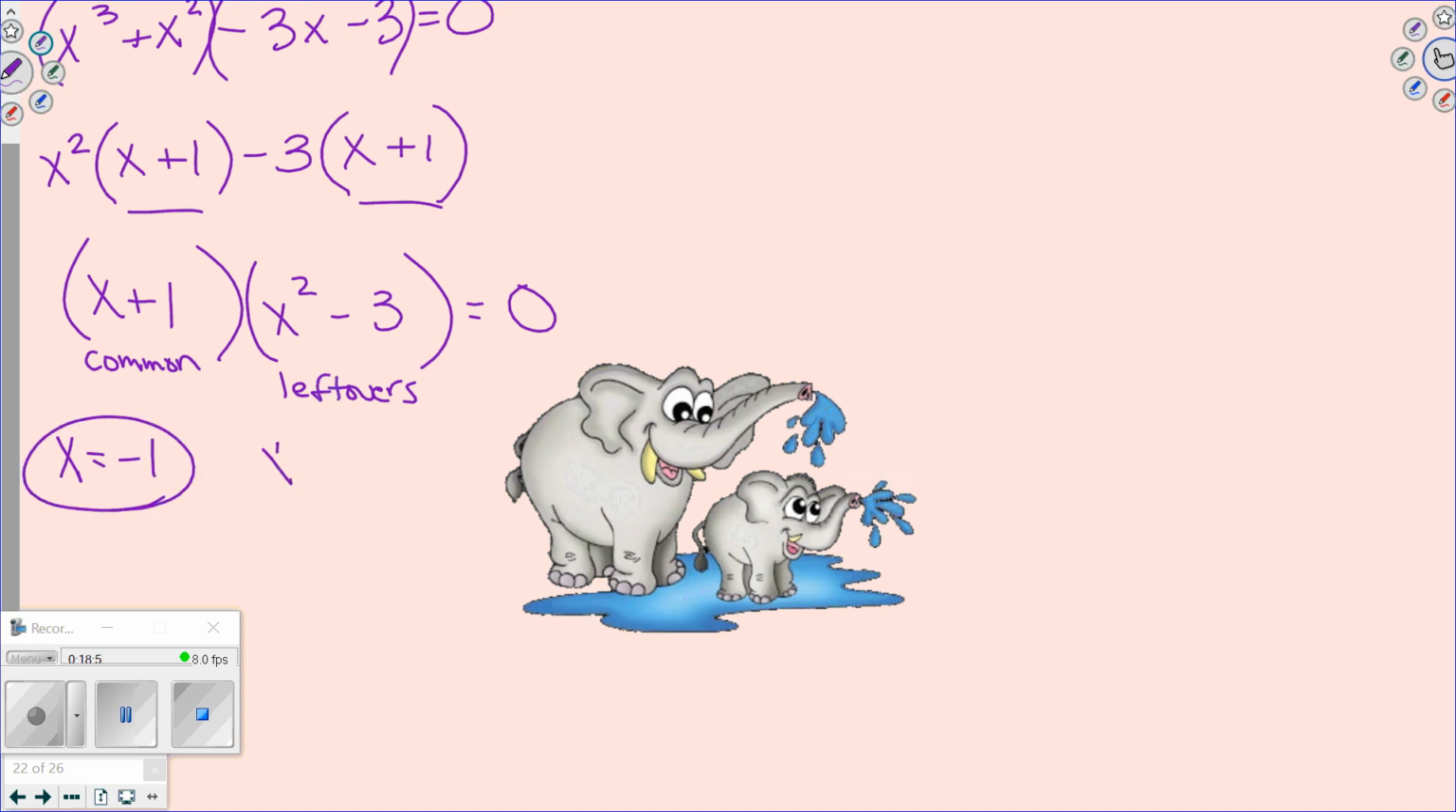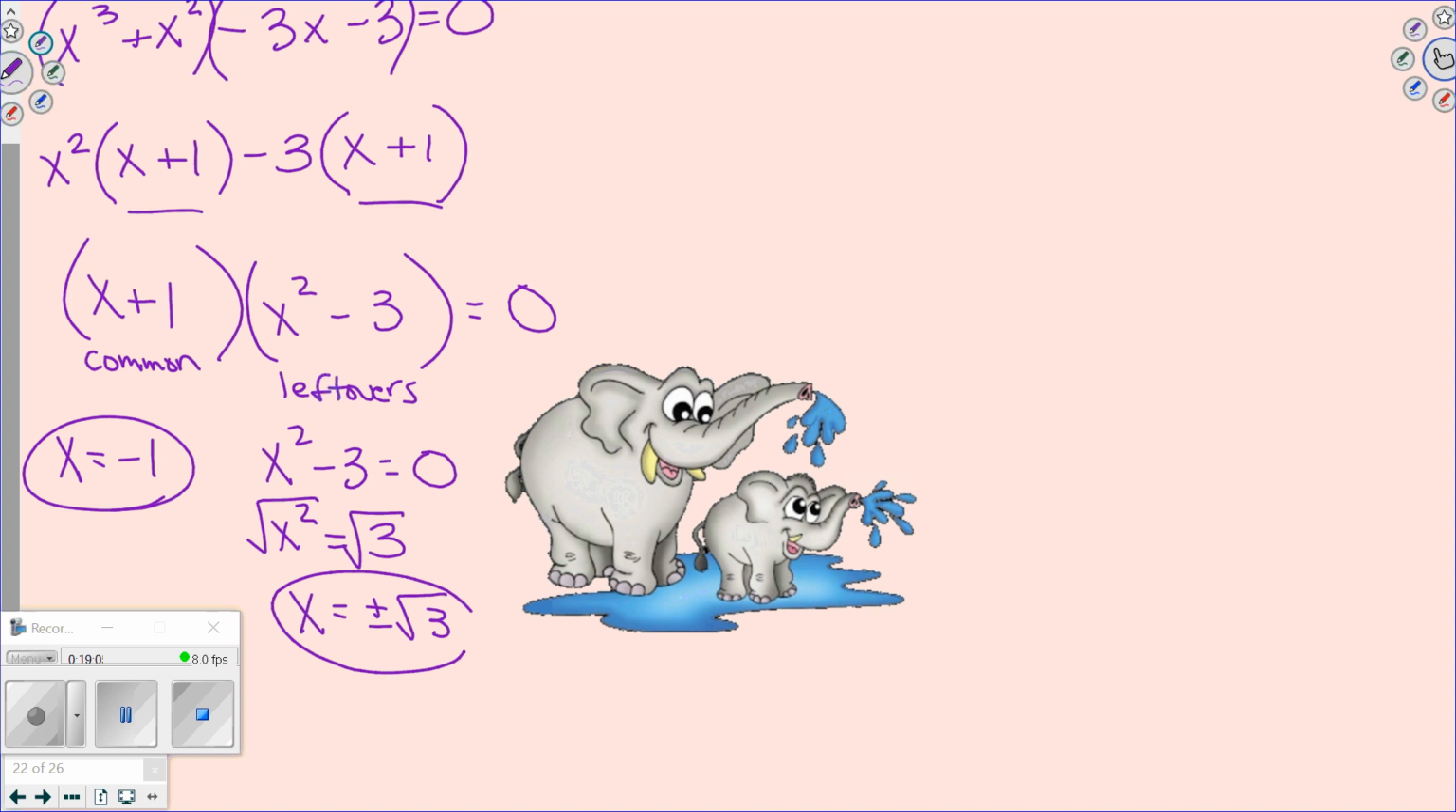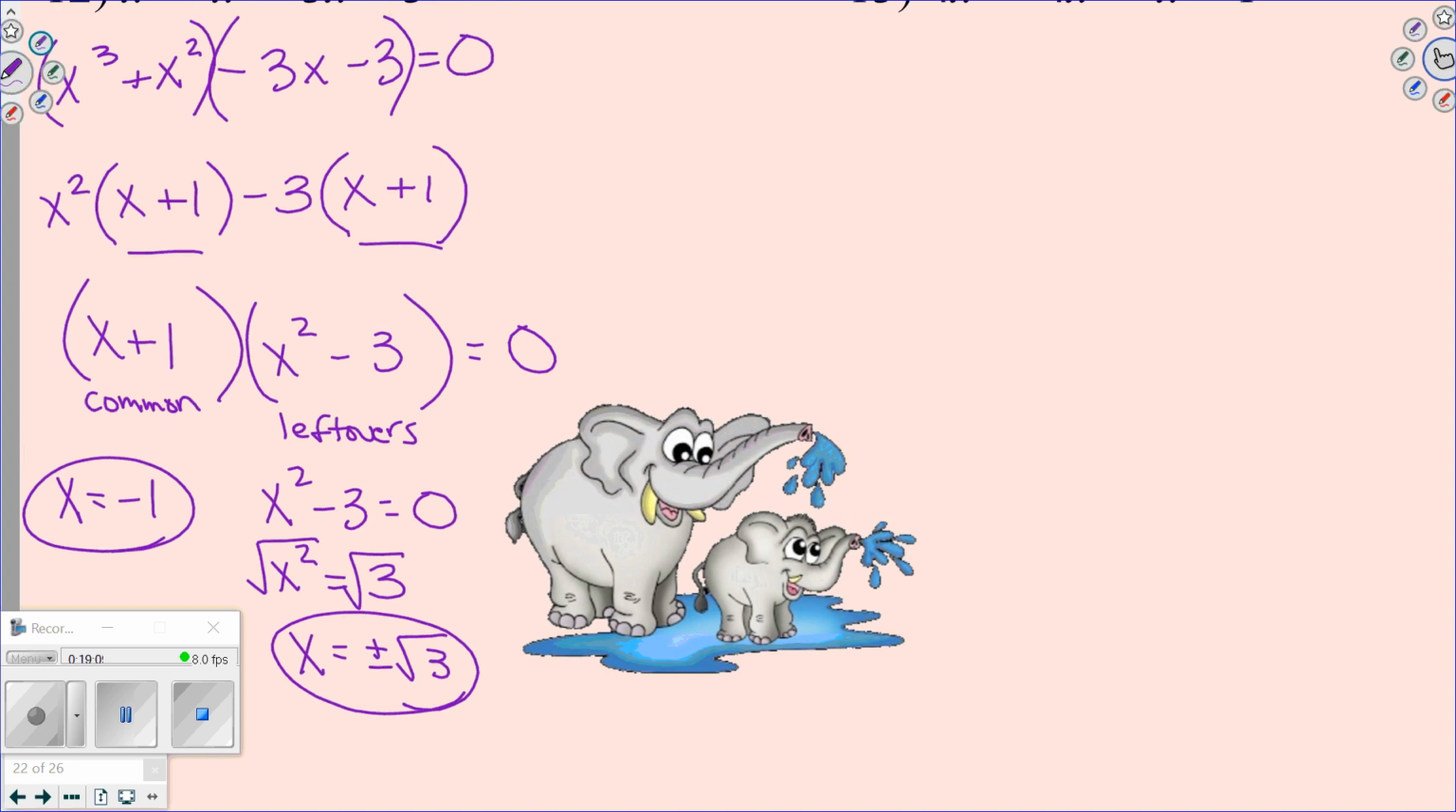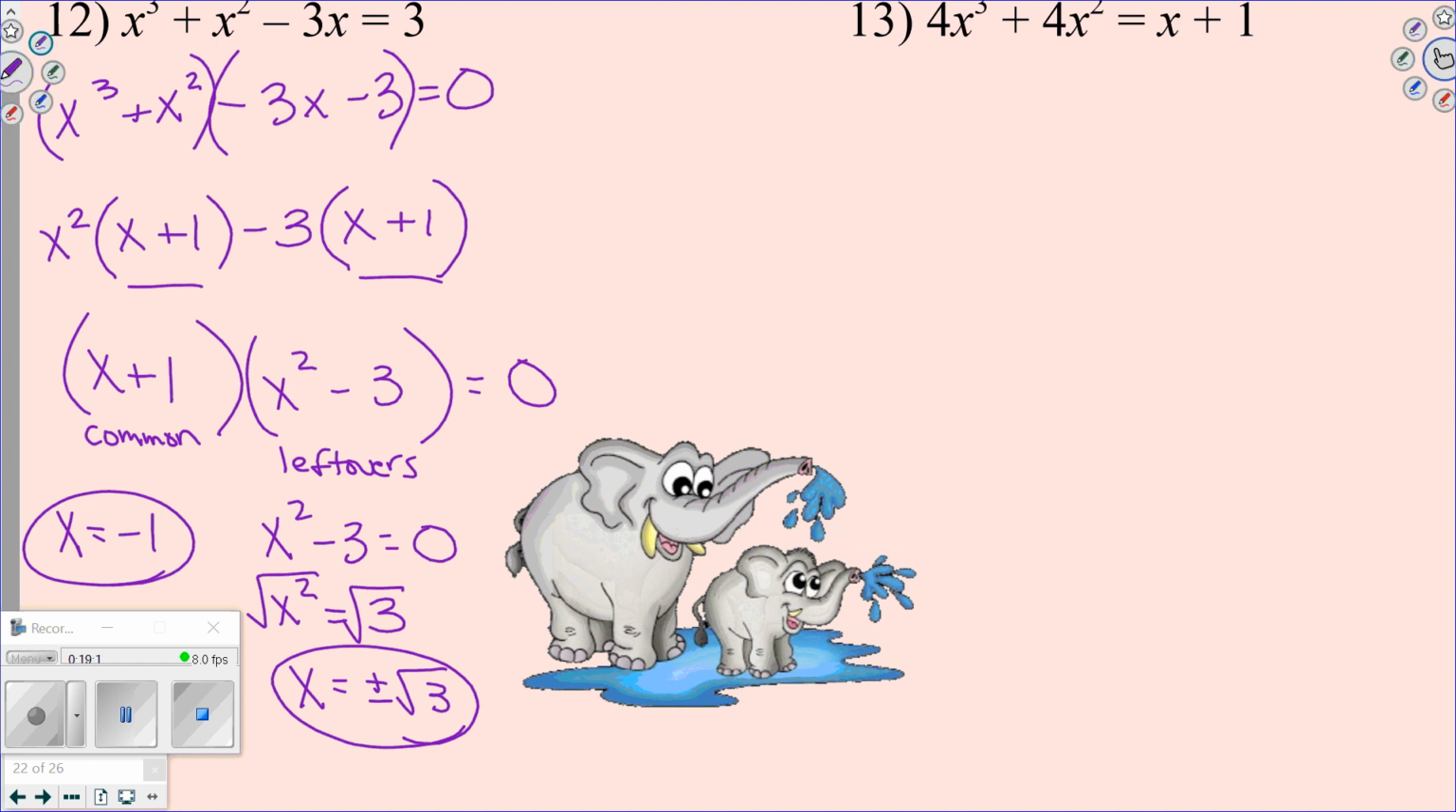And then here, we'll have x squared minus 3 equals 0. Add the 3. Take the square root. So x equals plus or minus radical 3. Good, there's 2 answers. There's my third one, and it started x cubed. So I have all my answers.